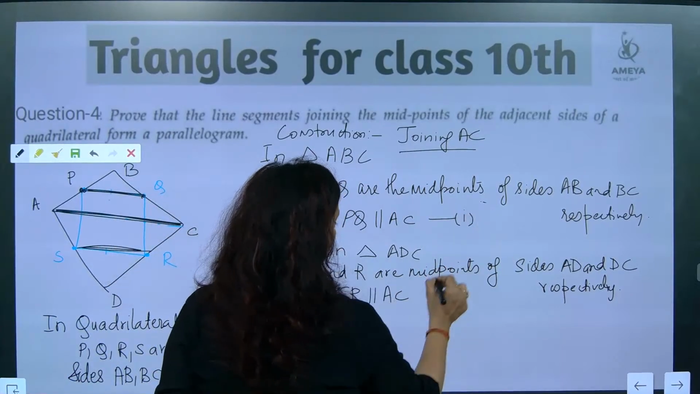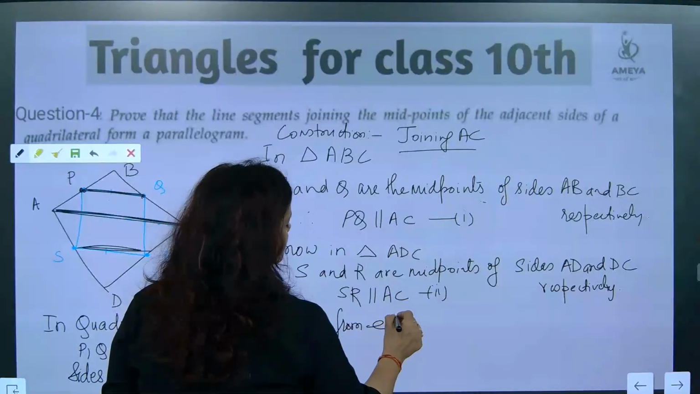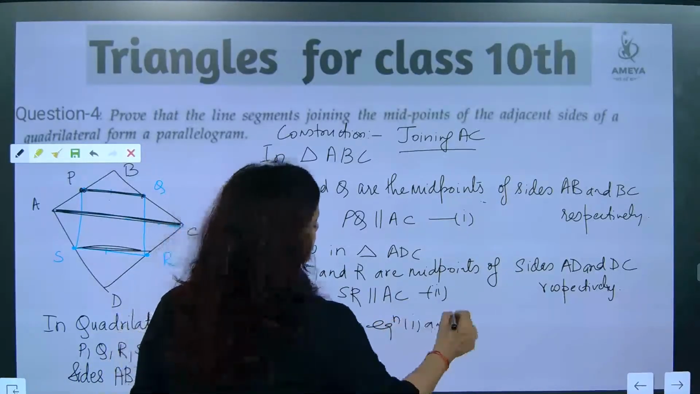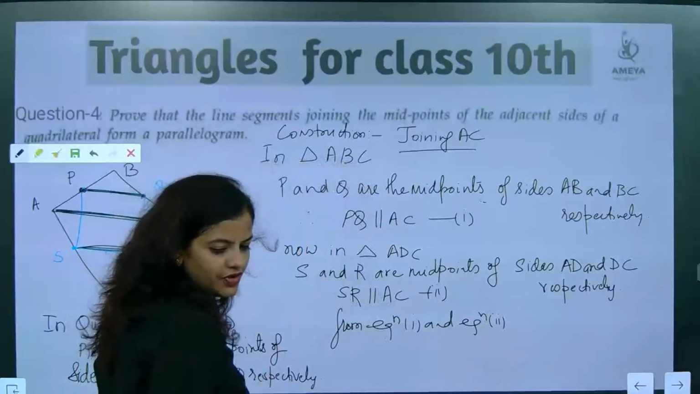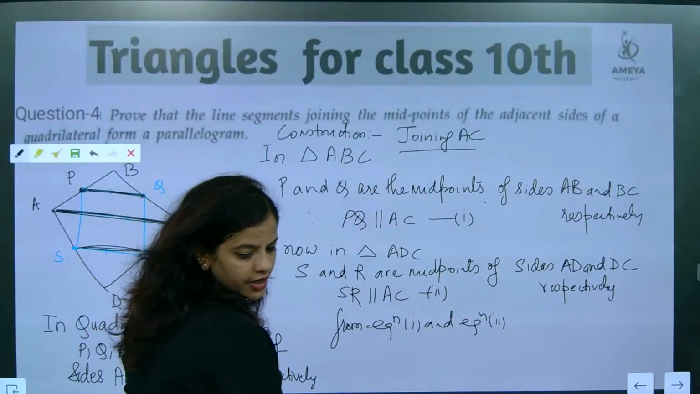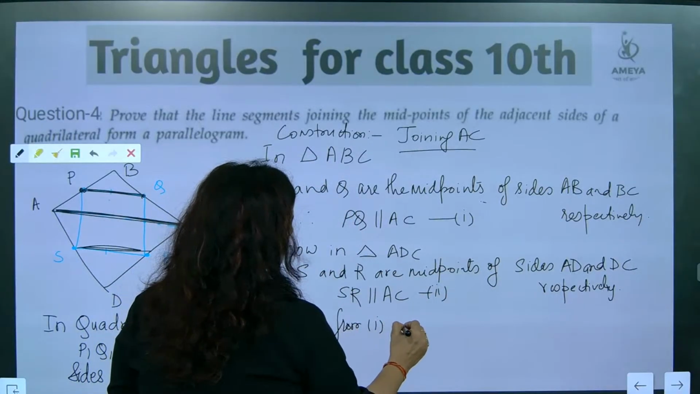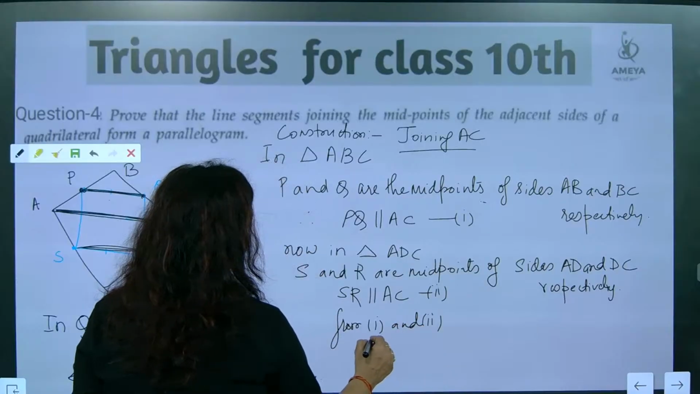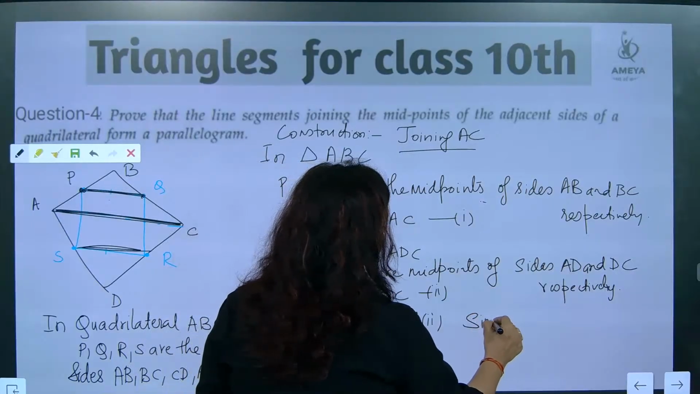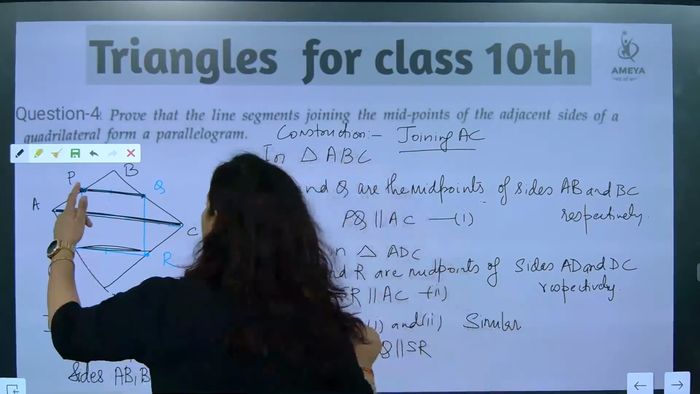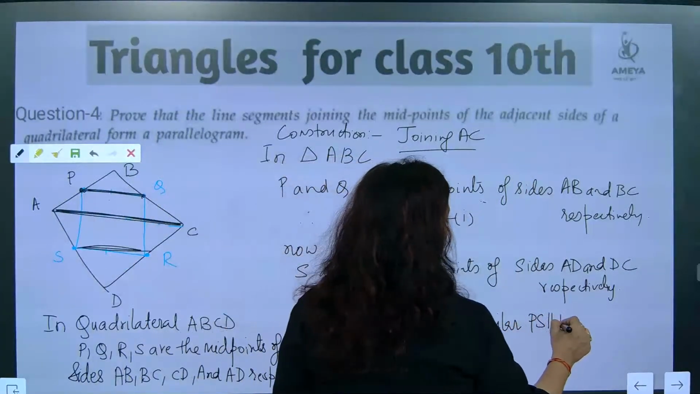This is the first part and this is the second part. So from equations 1 and 2, we can directly write PQ is parallel to SR. Similarly, PS will be parallel to RQ.